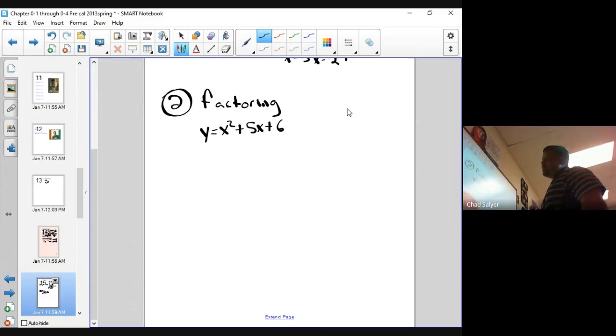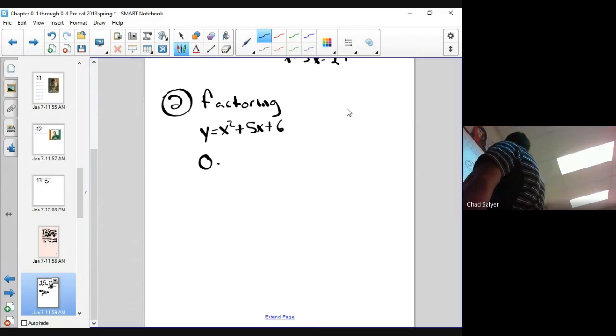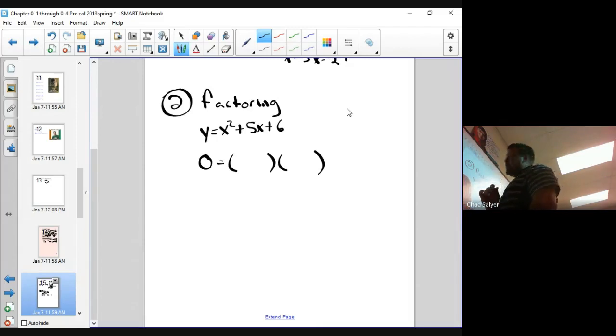factoring techniques you'll use. And the first one and easiest one is when you have no a value, or your a value is 1. So if it is just x squared, not 5x squared, not -2x squared, just x squared, then you can set y equal to 0 and create this little template, because you're interested where y is 0. That's where the x-intercepts occur.